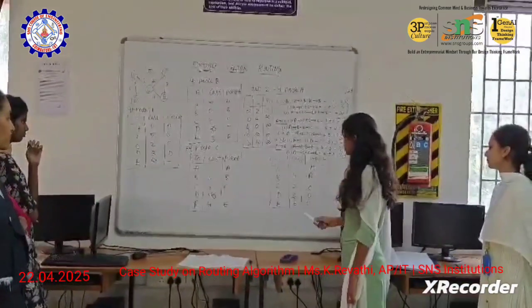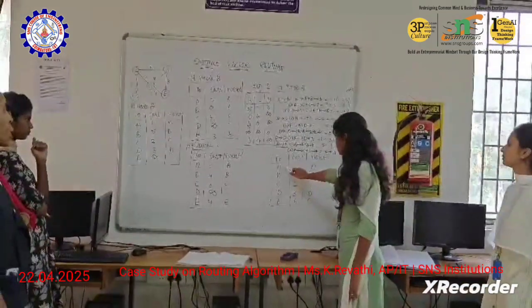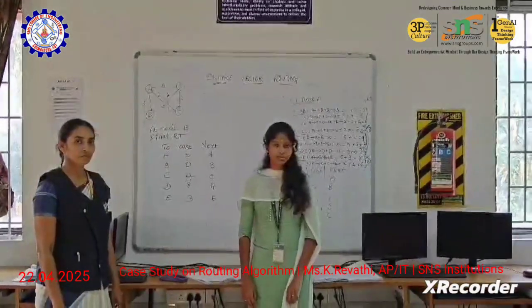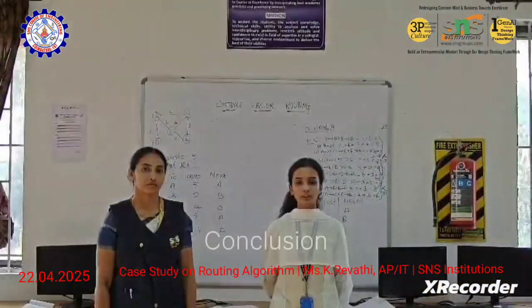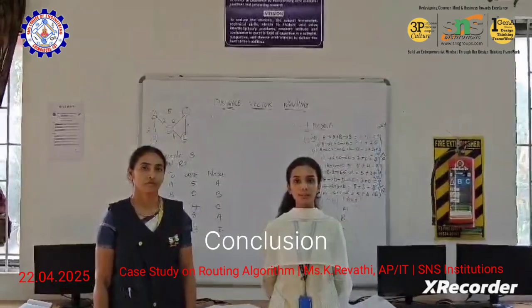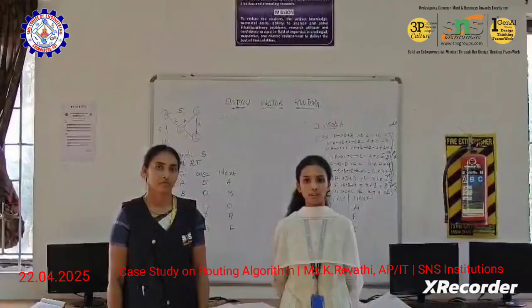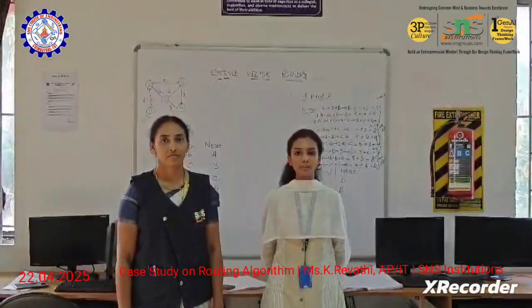So the final routing table for A is... a way to determine the simple path, for small and medium networks.